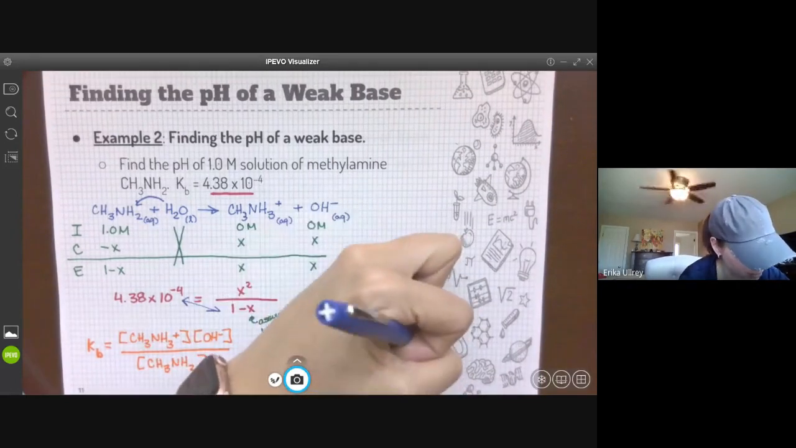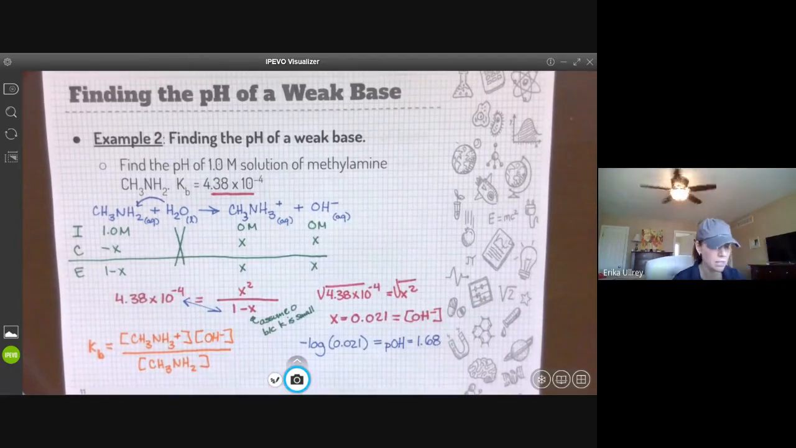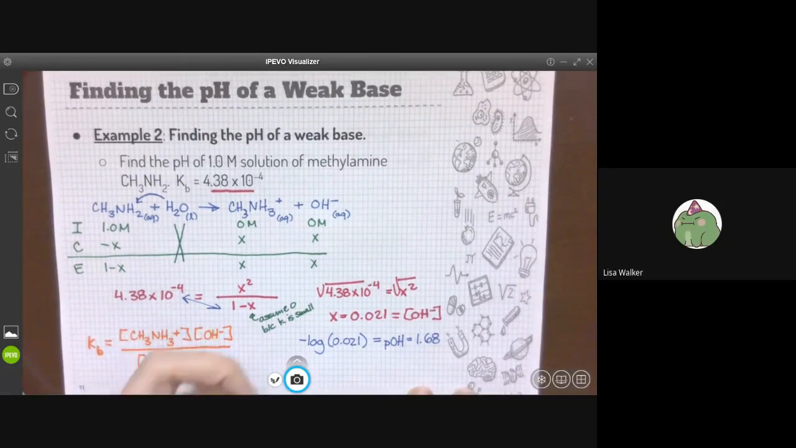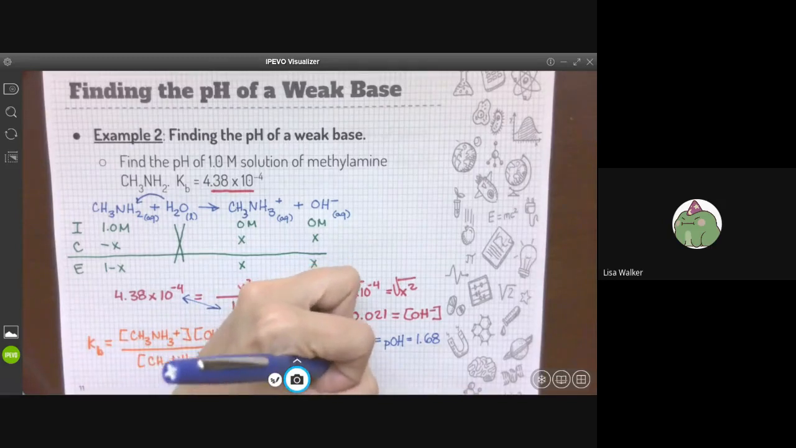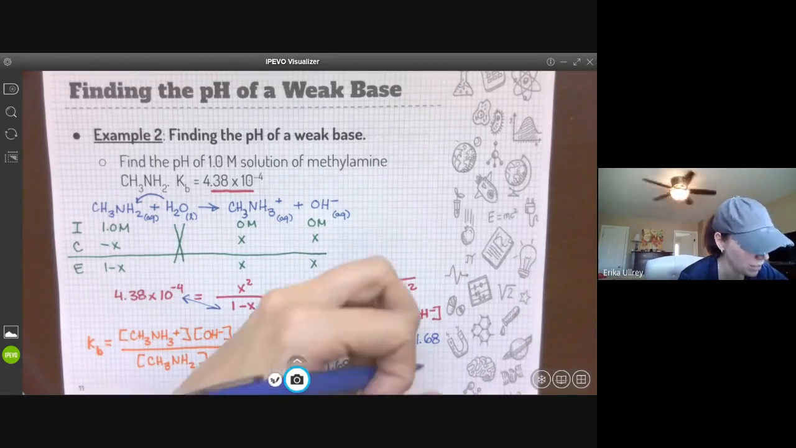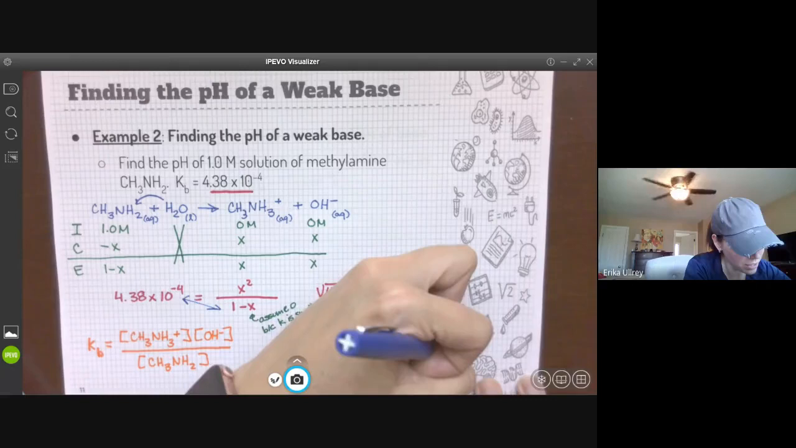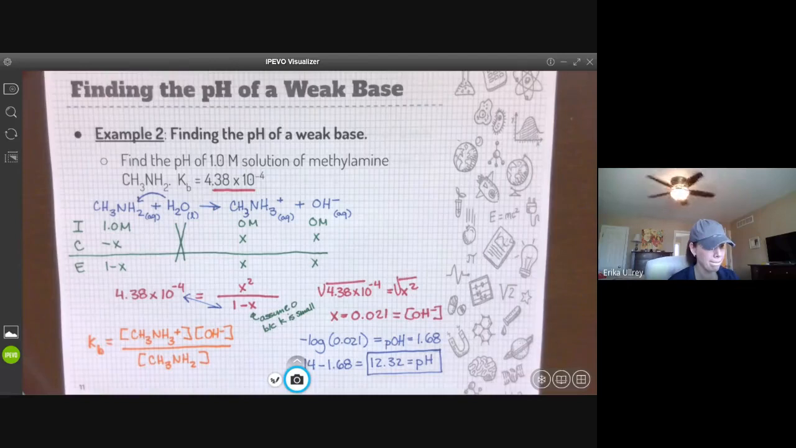When I do that, that comes out to 1.68. And then to get to pH, what's the last step then, Lisa? You take 14 minus 1.68. Okay, so 14 minus 1.68, and we get 12.32 is equal to our pH, and that is our final answer. Good. Any questions about how to do that?